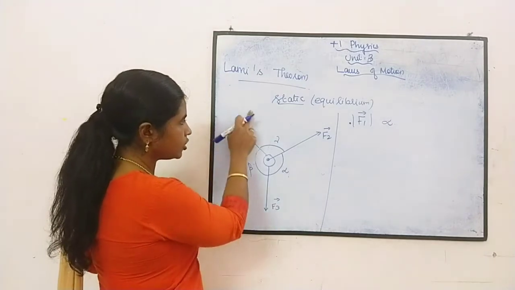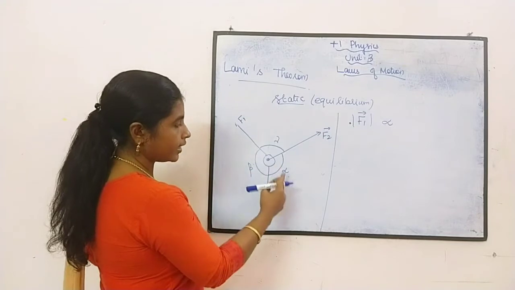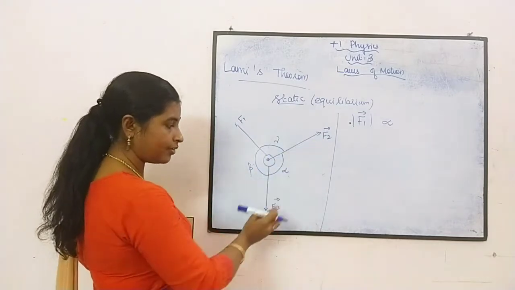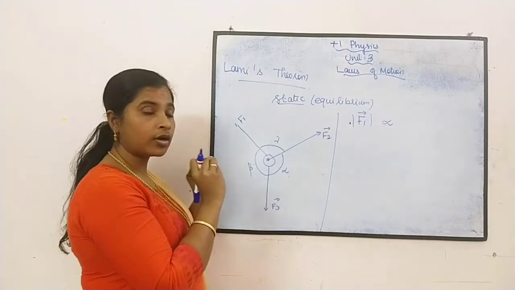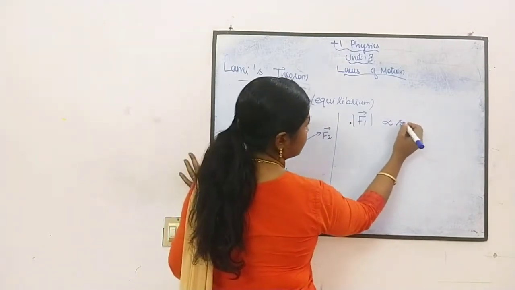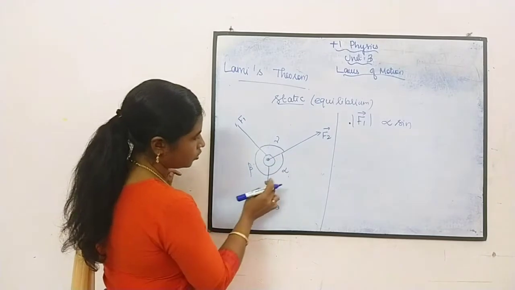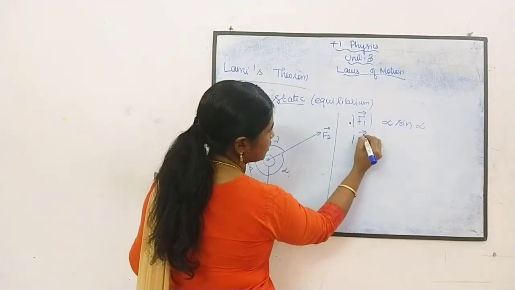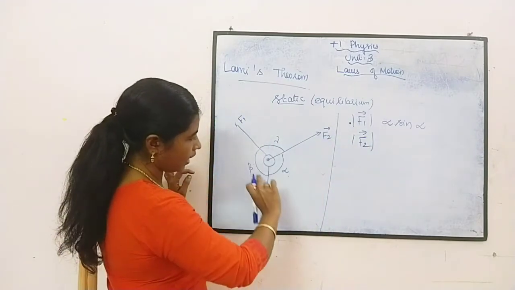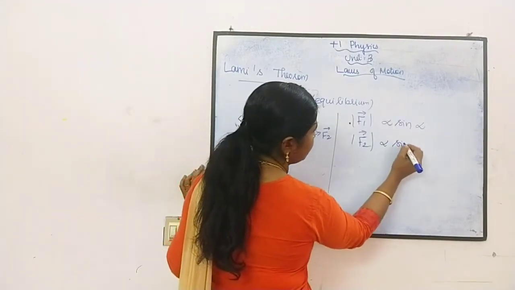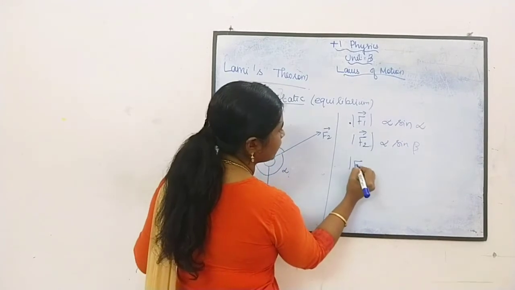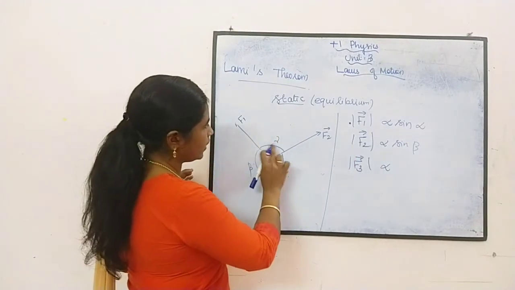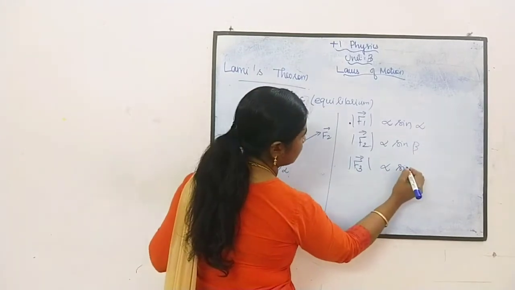The magnitude of the first force is directly proportional to the sine of the angle between the other two forces, that is, F2 and F3. That is sine of, what is the angle between the other two forces? Alpha. Similarly the magnitude of the second force is proportional to the sine of the angle between the other two forces, that is sine beta. Similarly the magnitude of the third force is directly proportional to the sine of the angle between the other two forces, that is sine gamma.